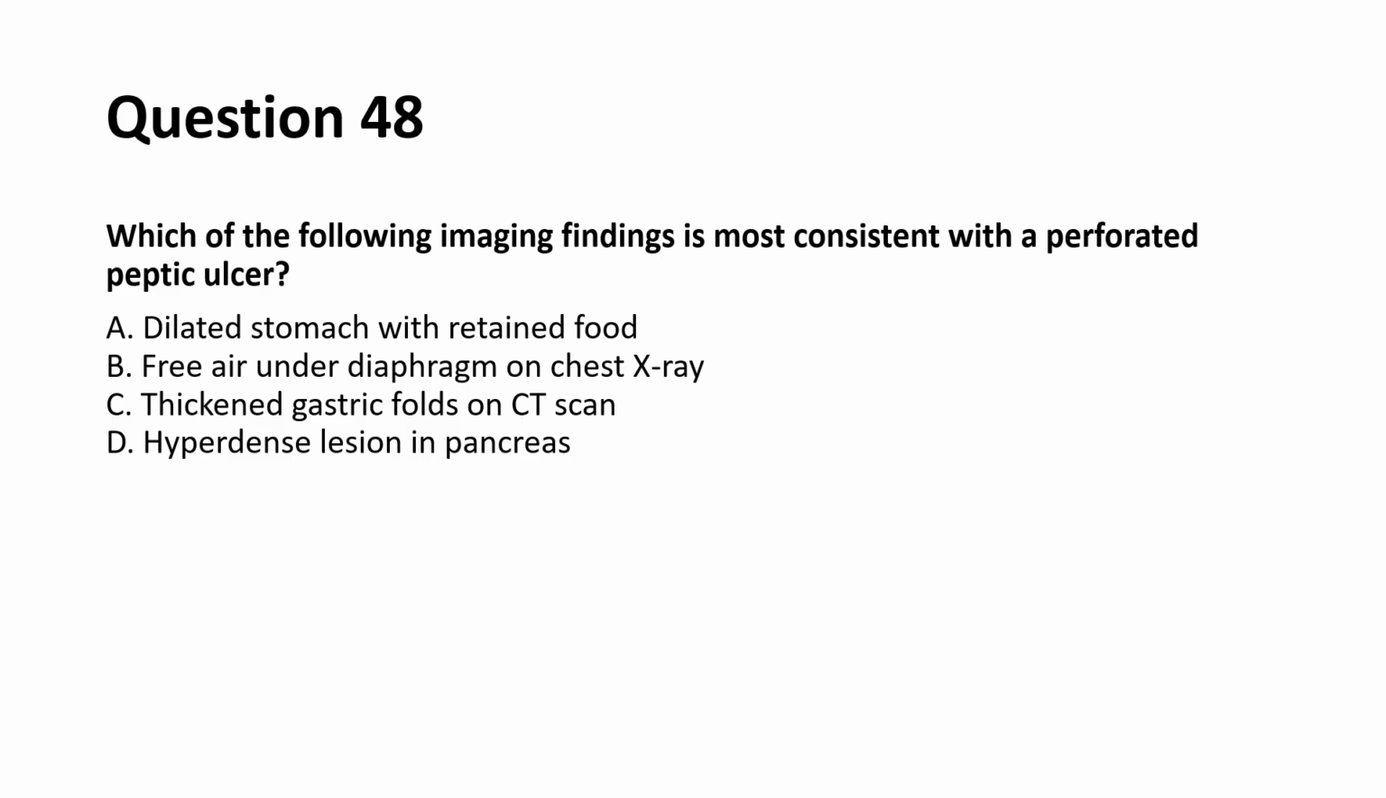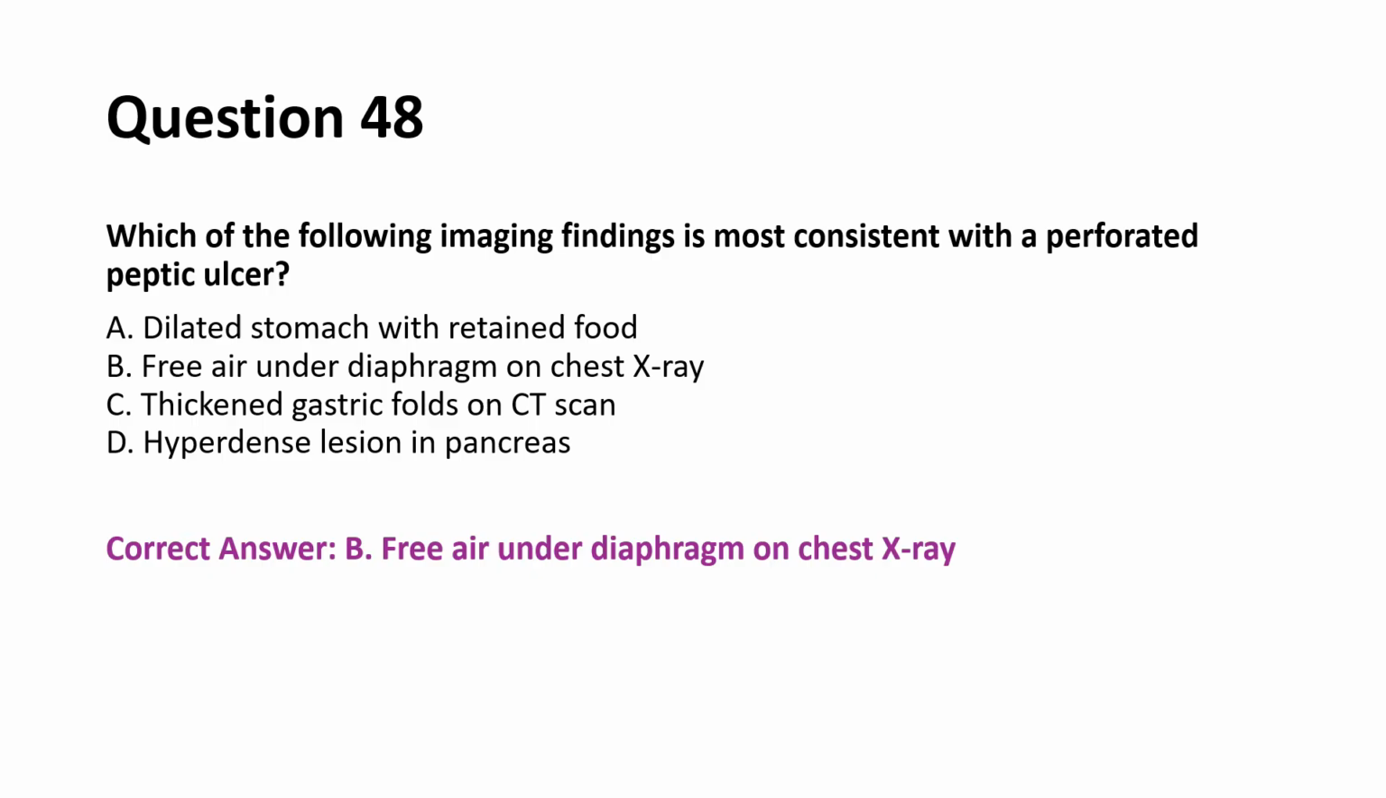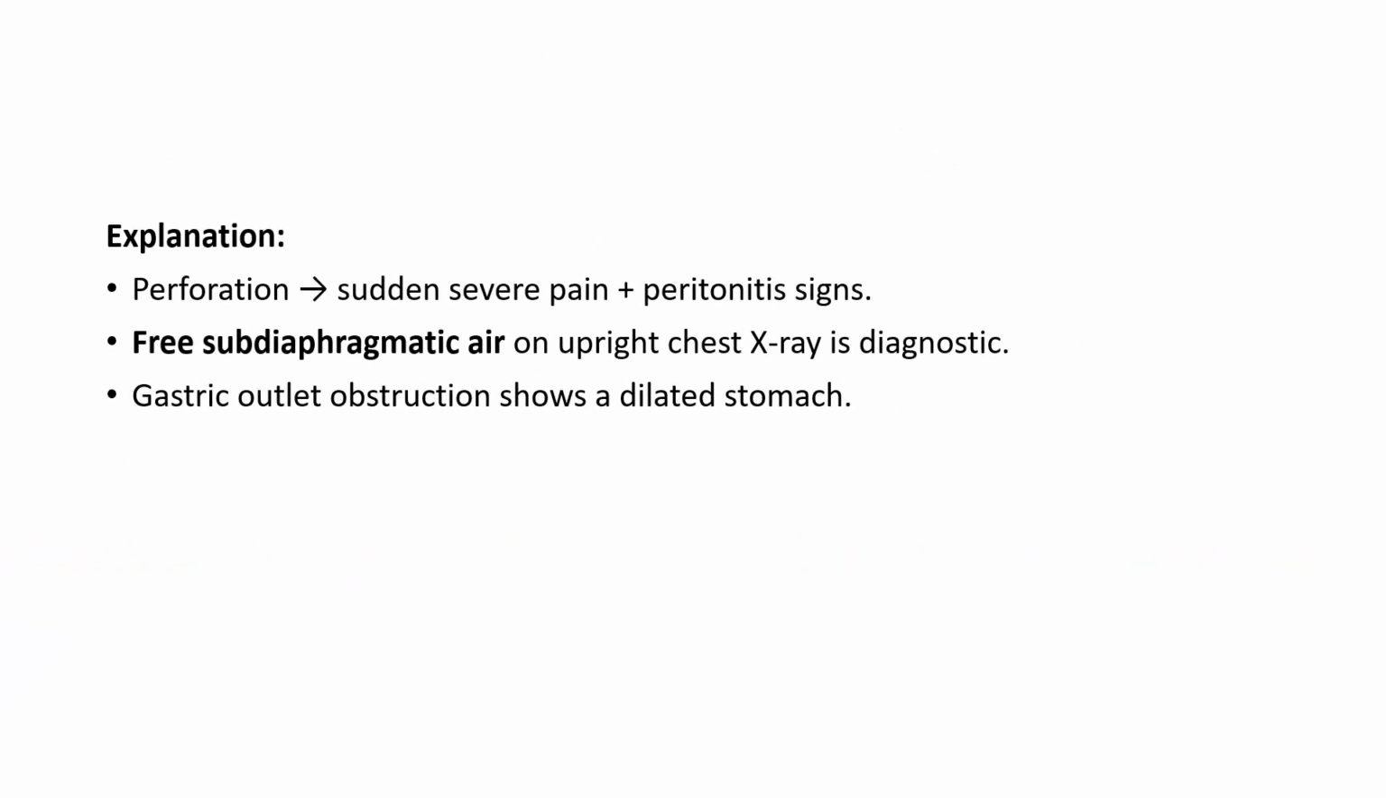The correct option is free air under the diaphragm on chest X-ray. Perforation is one of the complications of peptic ulcer disease and could present as sudden severe abdominal pain with signs of peritonitis. The classic imaging findings include free subdiaphragmatic air on erect chest X-ray.